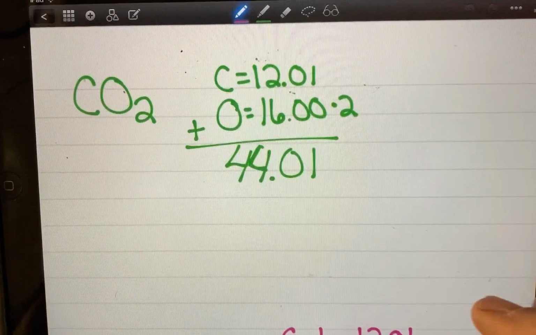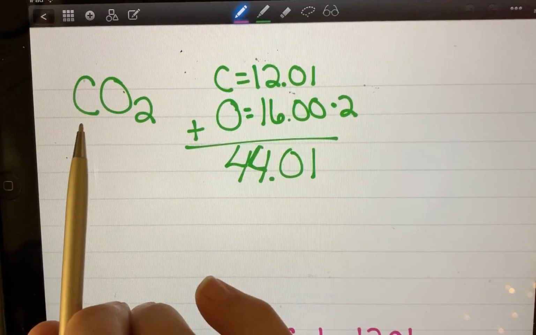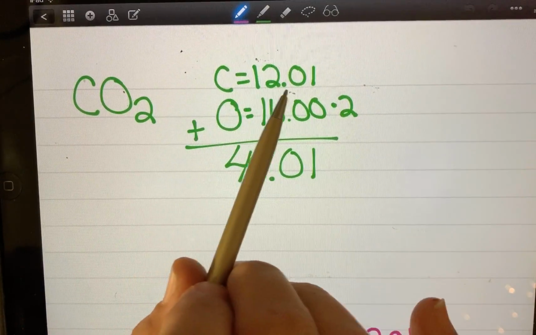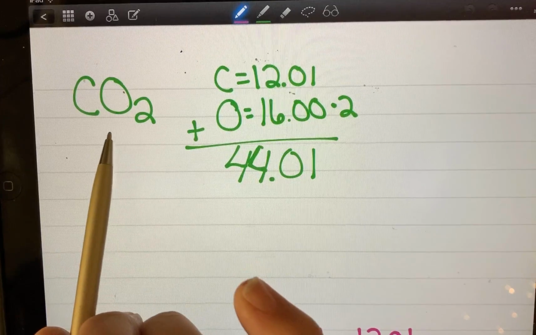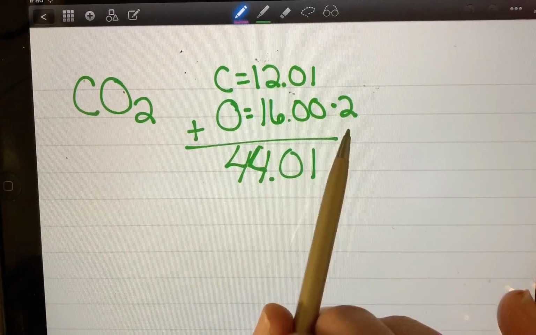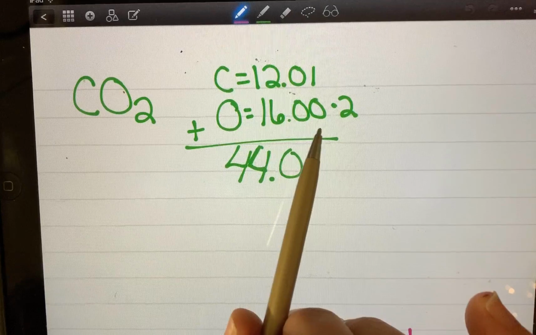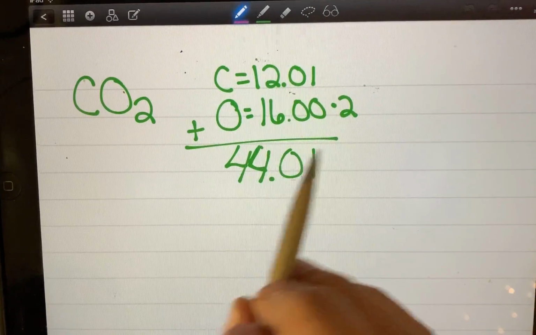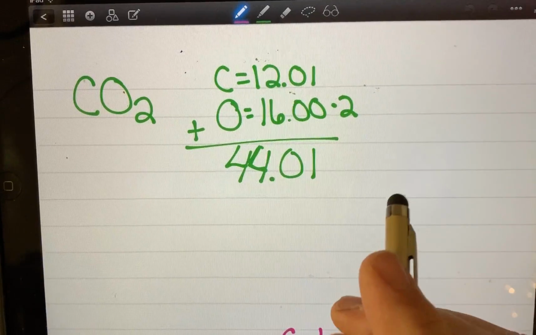And so I did some prep work in front of you. Went to the periodic table. Carbon is 12.01 for its AMU. Oxygen, I have 2 of those. Its AMU is 16.00. I add that up together and I get 44.01.